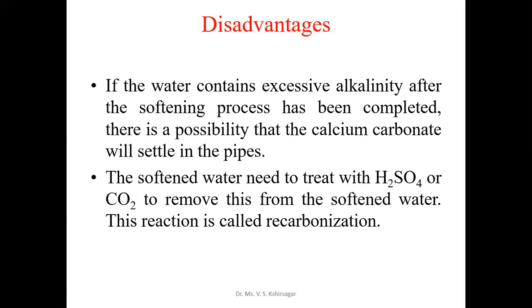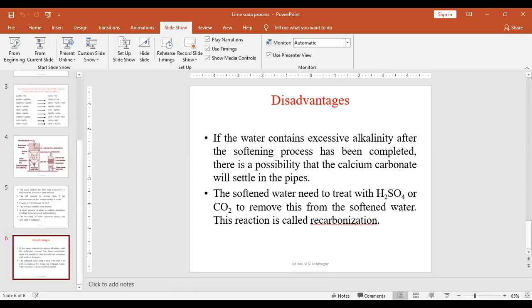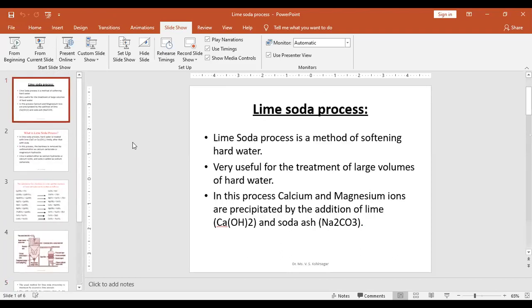Okay. So when the water softening process is performed with the help of an excess amount of lime, definitely there is an increasing amount of carbon. So the recarbonation needs to be performed by applying H2SO4, or we can apply carbon dioxide for the recarbonation method. Okay, so this is about the lime soda process.